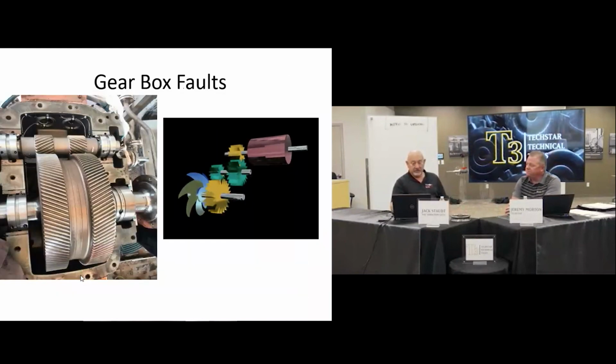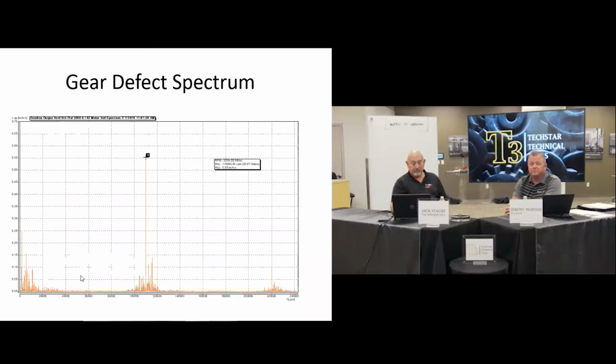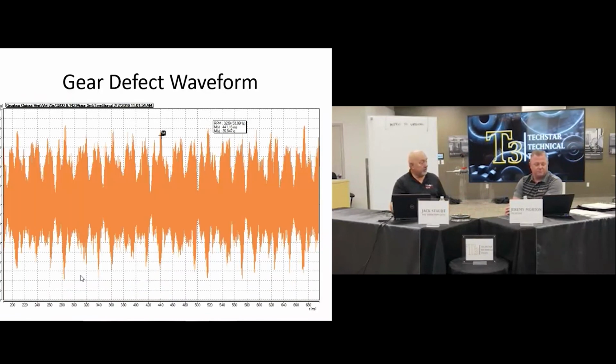Gearbox faults. Here we see an illustration of what a gear mesh with sidebands looks like. A lot of the analysis we would use is our waveform. The waveform will show us impacting, and this is where you can actually see the size of the fault by using your waveform. It's a little more advanced analysis that you get into.